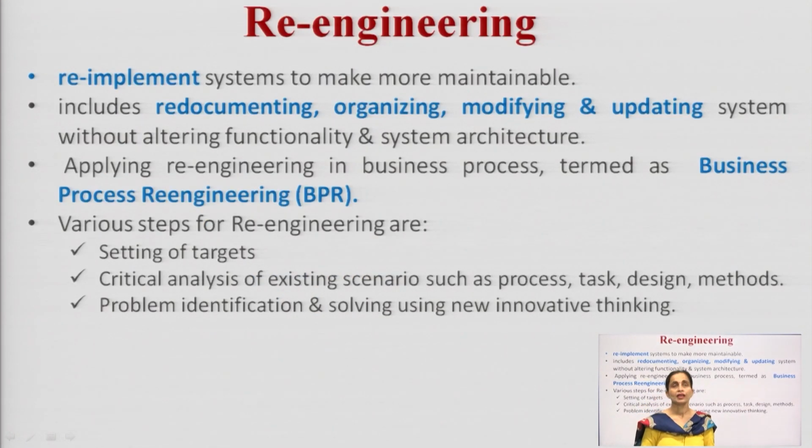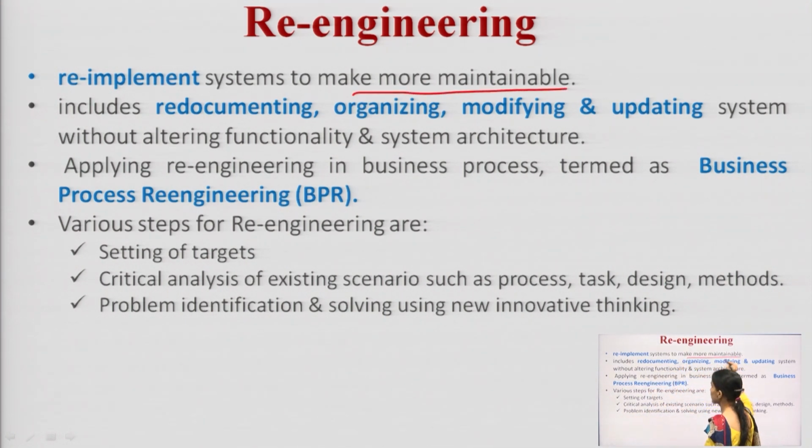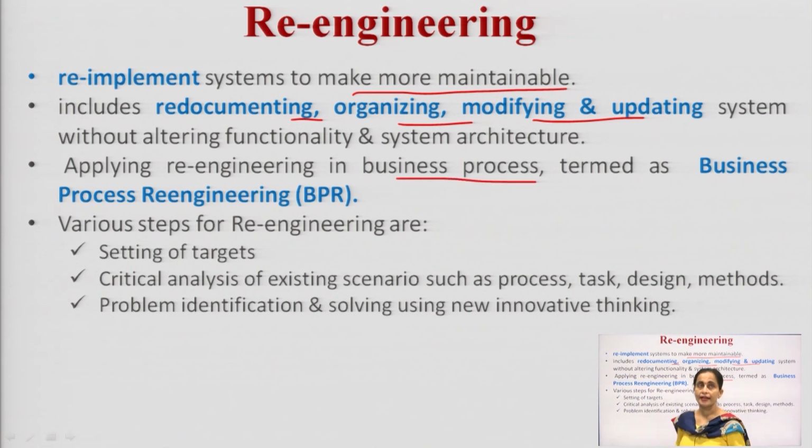Then comes the re-engineering. Re-engineering means we are re-implementing the system to make it more maintainable. This re-engineering includes the redocumenting, organizing, modifying and updating the system without changing its functionality and architecture. When re-engineering is applied to a business process, it is known as business process re-engineering.